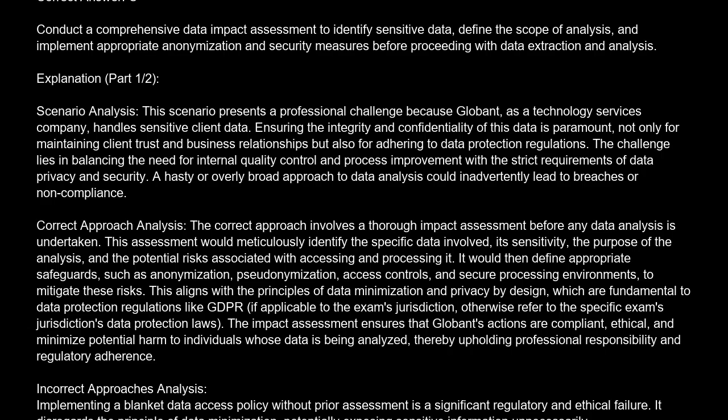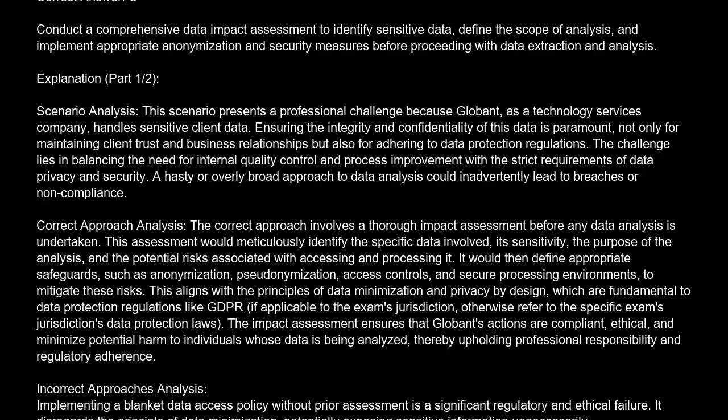Correct approach analysis. The correct approach involves a thorough impact assessment before any data analysis is undertaken. This assessment would meticulously identify the specific data involved, its sensitivity, the purpose of the analysis, and the potential risks associated with accessing and processing it. It would then define appropriate safeguards, such as anonymization, pseudonymization, access controls, and secure processing environments, to mitigate these risks.